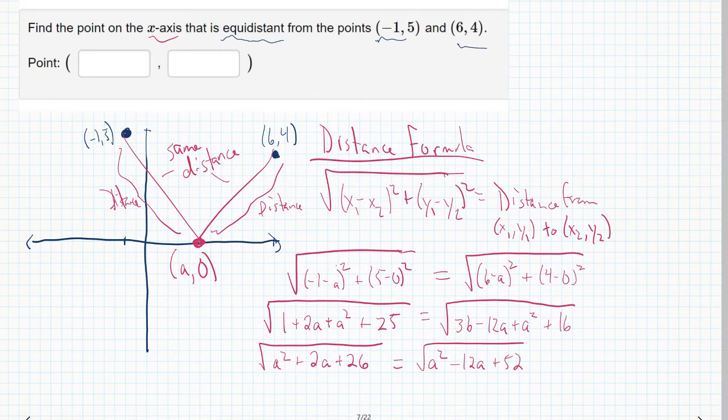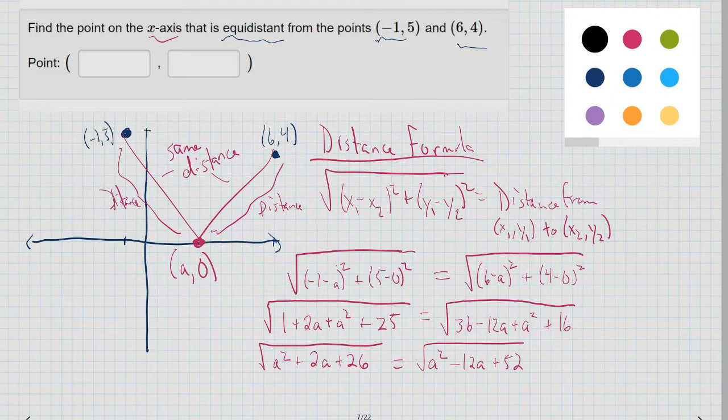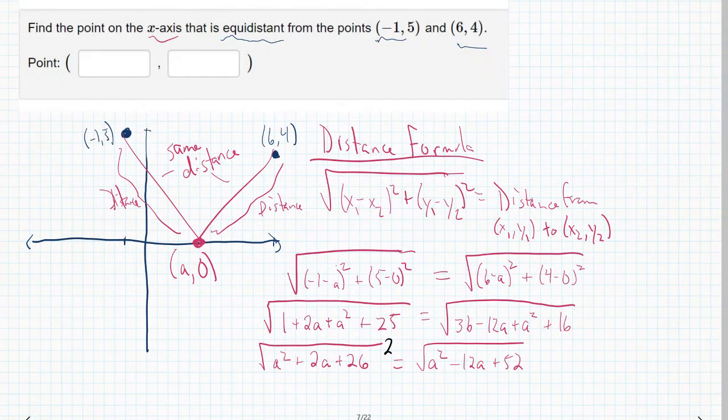Okay, so what do we do from here to solve this thing? Well, since we have a square root on both sides, we could square both sides. Now what does that do? So that makes our new equation, and we'll write it over this way. You get a squared plus 2a plus 26 equals a squared minus 12a plus 52. Now notice you have a squareds on both sides.